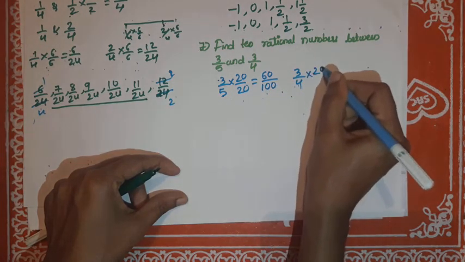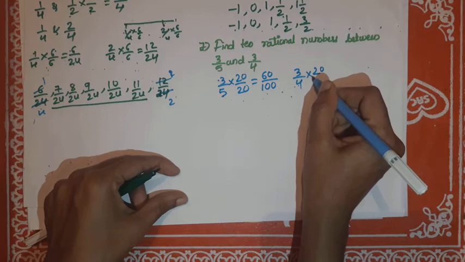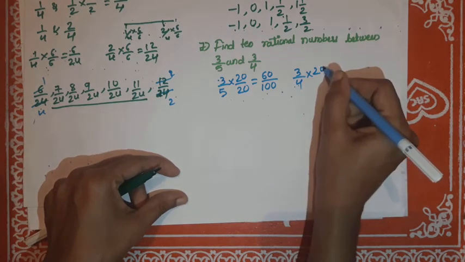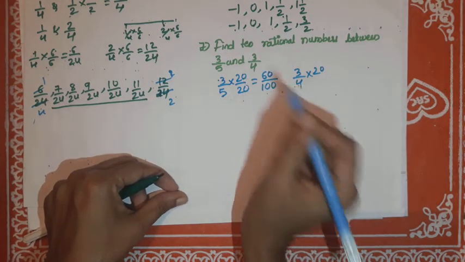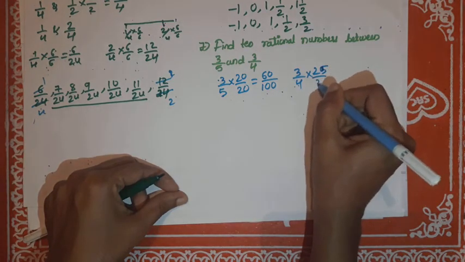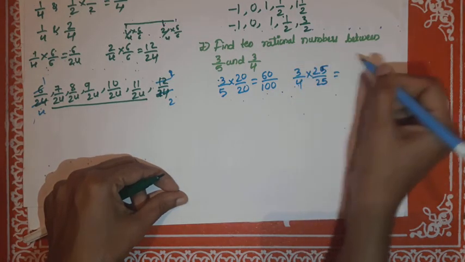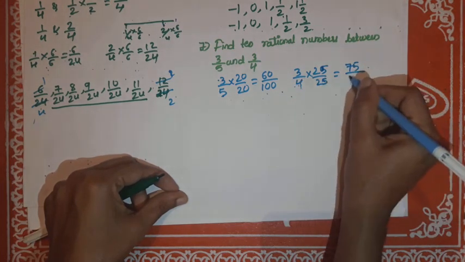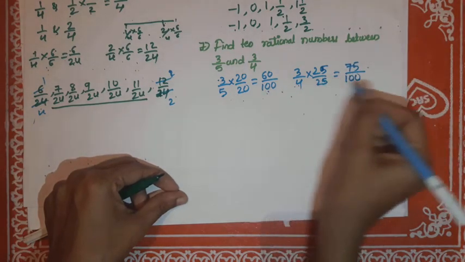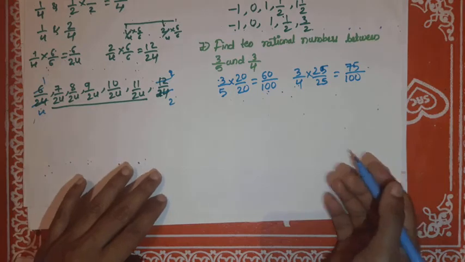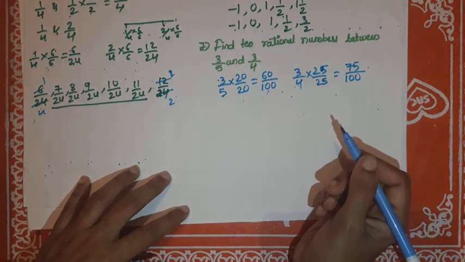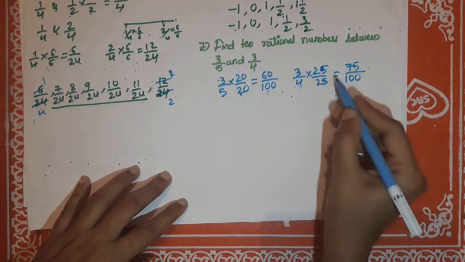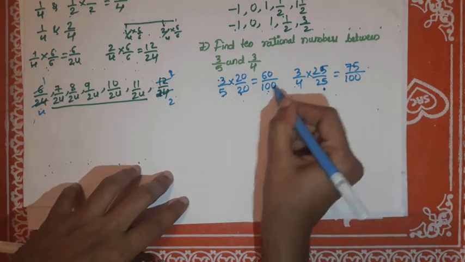Next I multiply the other fraction so that this is also 100. That's why I multiply by 25 here. 25 3s are 75, and 25 4s are 100. I made the denominators equal to 100, or otherwise you can make it 20 by using the LCM, multiplying by 20 here and by 25 there. No problem, the denominators are the same.